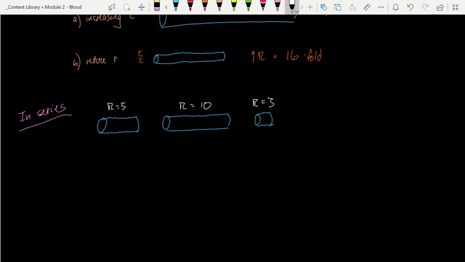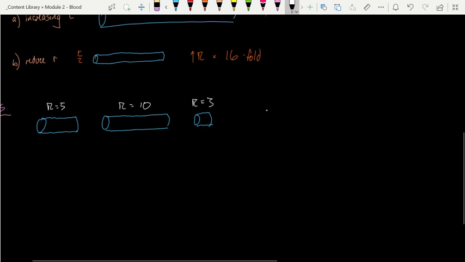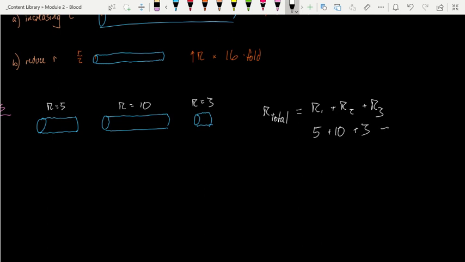Well, in series, the total resistance R total is going to just be the sum of the resistances. This is going to be R1 plus R2 plus R3. And that makes sense because we're just making this really, really long. So what do we get? We get 5 plus 10 plus 3. This gives us a total resistance for this scenario of 18. In series, the sum is always greater than any individual component.